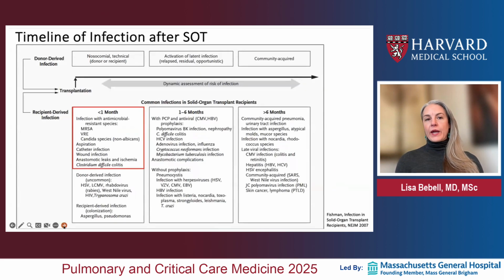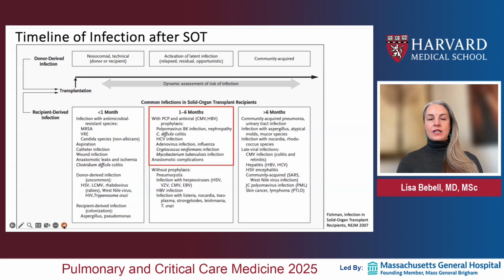Framed another way, this is a timeline of infection specifically for solid organ transplant, showing it more graphically. On the top, the donor-derived infections, and on the bottom, the recipient-derived infections, and showing the timeline of transplant there at the black arrow on the left. So within the first month are many of the nosocomial pathogens that I mentioned previously, aspiration and catheter infections, and anastomotic issues. And then moving on to 1 to 6 months, we start to see those opportunistic infections arise.